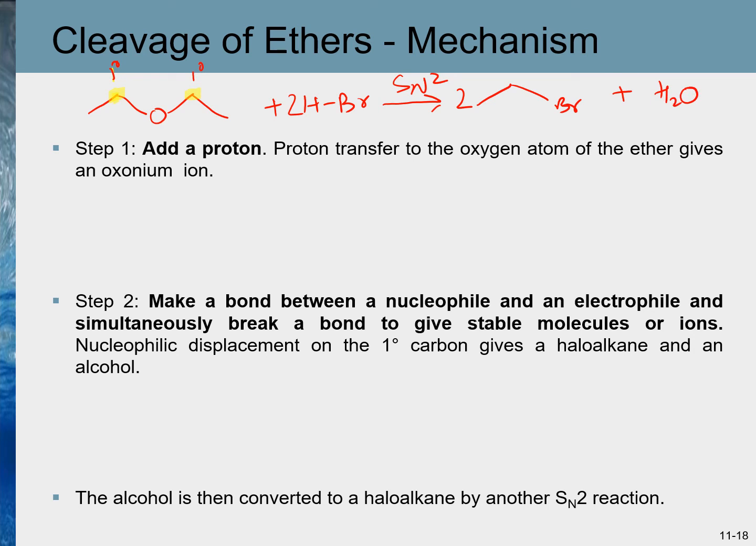So let's take a look at this mechanism. As we learned, this mechanism is going to follow SN2, but because the alkoxy group is not a good leaving group, the first step involves the transfer of proton, which will convert the ether oxygen to an oxonium ion. So the first step involves the transfer of proton. This step is a fast and reversible step, and it is not the rate determining step.